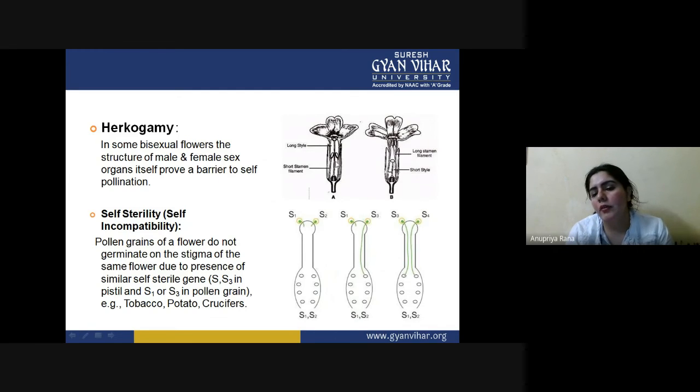So how can the pollen grain fall on this stigma, because the stigma is very far above that pollen? So that pollen cannot reach the top. Or sometimes it can be the opposite, like a long stamen filament and a very short style. This can also happen in hercogamy, so they cannot lead to self-pollination. Alternatively, they have to go for cross-pollination.